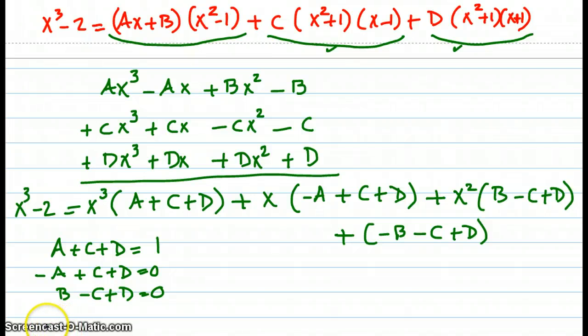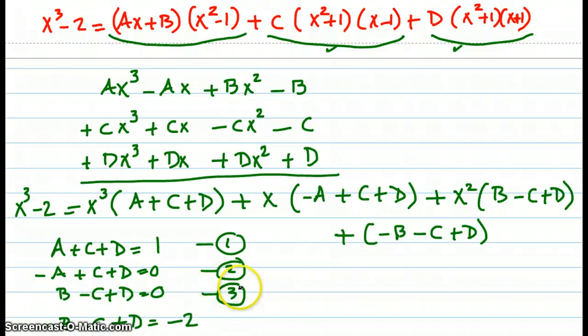And the numeric term on both sides must be equal, so negative b minus c plus d must be equal to negative 2. So we have these 4 equations. I'm going to label them: equation 1, equation 2, equation 3, and equation 4.